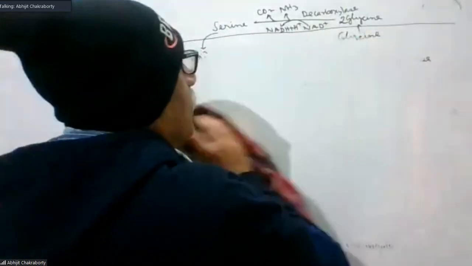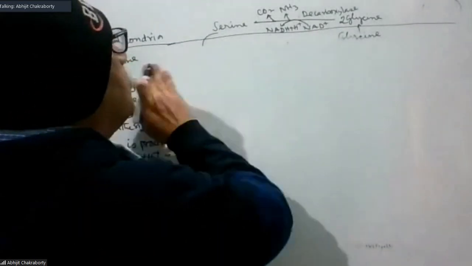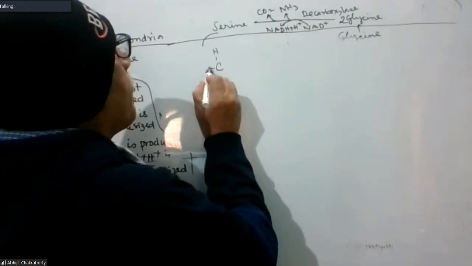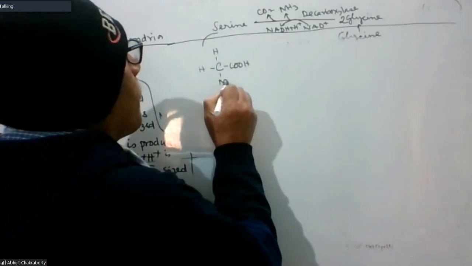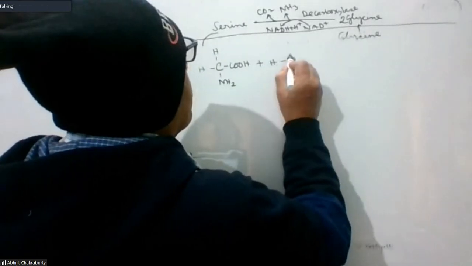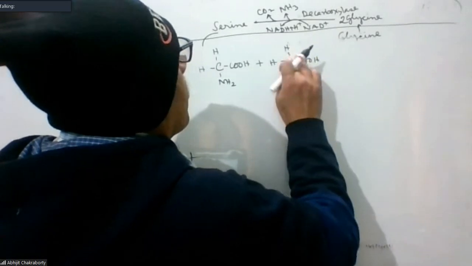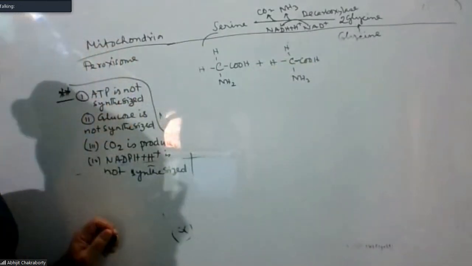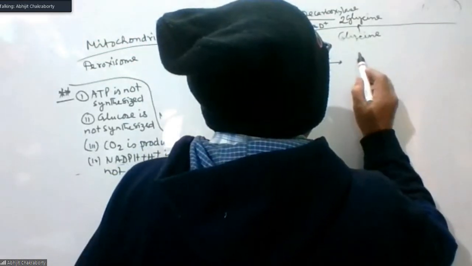I am showing you some reactions here, the most important reactions. First of all, the first one I have to show you is glycine. This is glycine, where 2 molecules of glycine take part, forming serine.